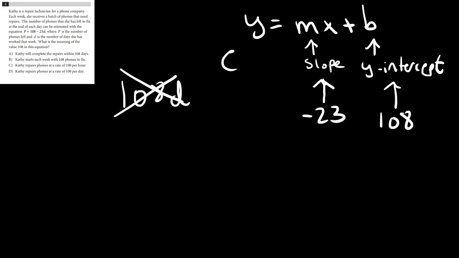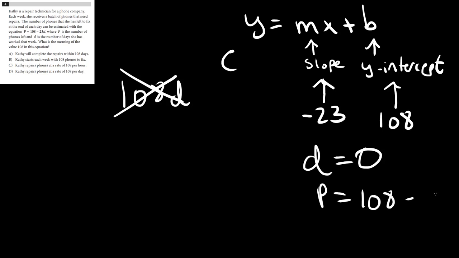Because if you set D, or x, equal to 0, your function becomes P equals 108 minus 23 times 0. And so that means your initial value is 108. Your y-intercept is 108, so your initial value is 108. So that means that Kathy starts each week with 108 phones. And so that's word for word answer choice B.